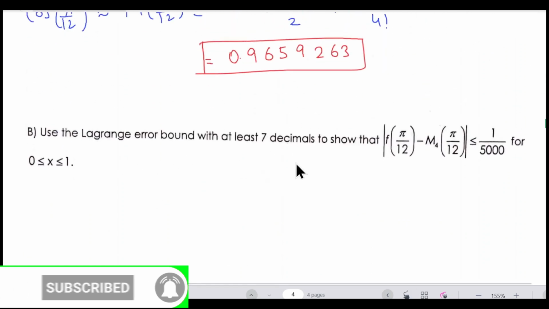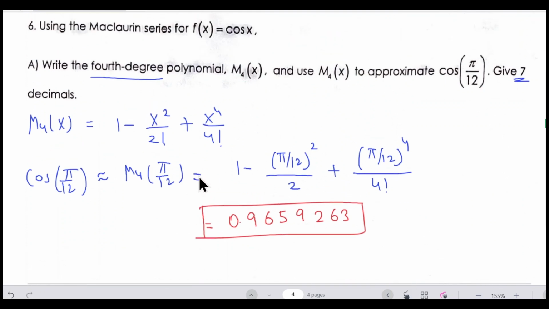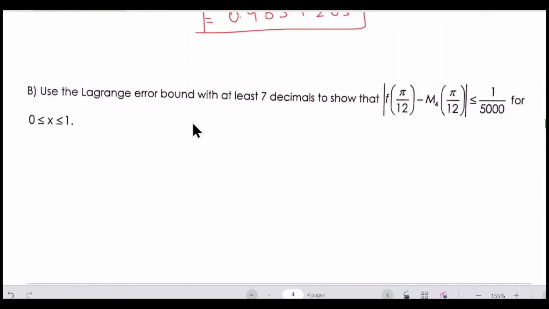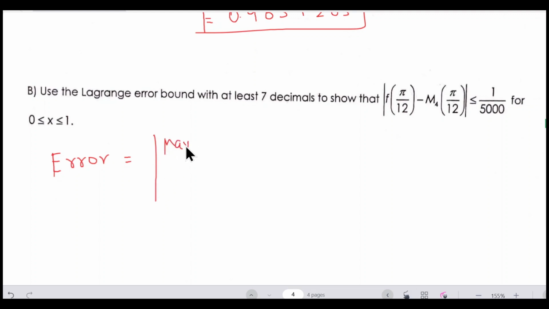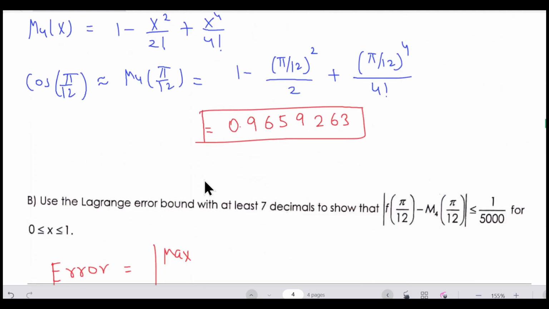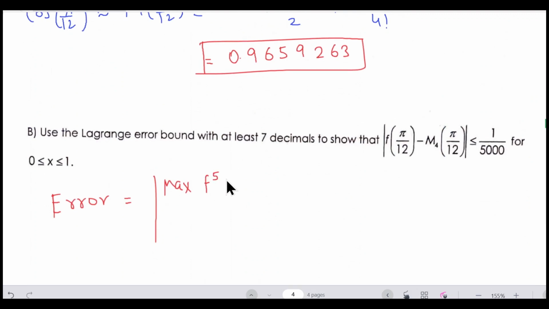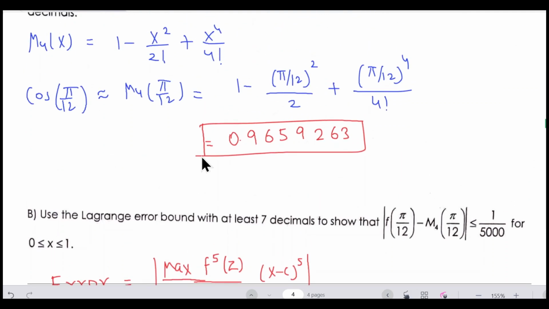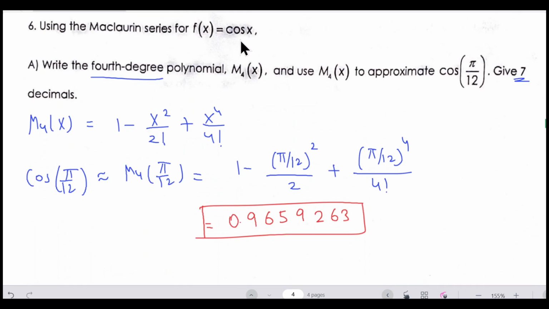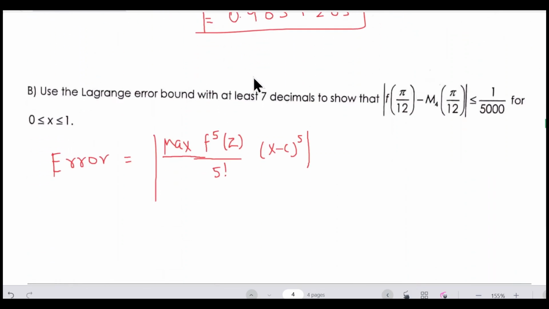Last question, use the Lagrange error bound to show that this is less than that. So that's the same strategy, right? We're going to use the same strategy: this is the error, and the error value is going to look like the maximum value of the fifth derivative at z over 5 factorial times (x minus c) raised to 5 over here. What is the fifth derivative of cos? Honestly, I don't care because it's either sine or minus sine or cos or minus cos, right? Whatever it is, its maximum value.